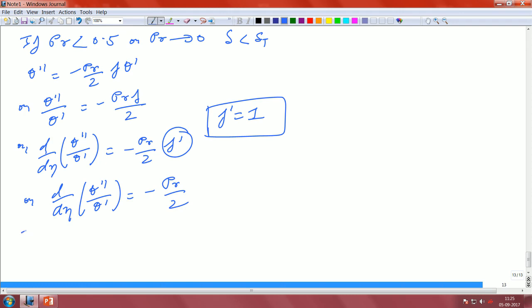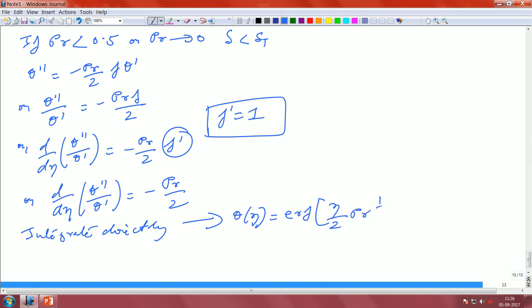So, you can integrate directly, and in other words you get your theta of eta becomes equal to an error function of eta by 2 Prandtl number to the power of half.